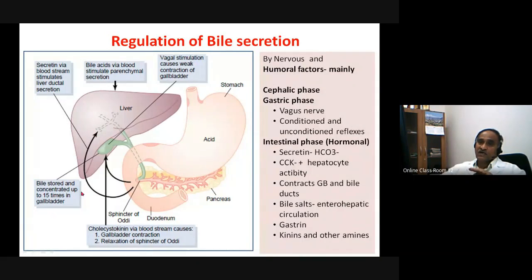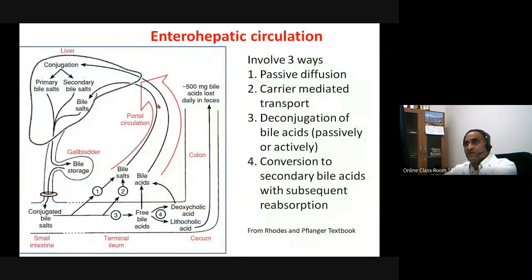Bile is stored and concentrated up to 15 times in the gallbladder. Now, cholecystokinin via the bloodstream causes gallbladder contraction and relaxation of the sphincter. Then only it empties. With this broad outline of the regulation, we go on to the enterohepatic circulation. The enterohepatic circulation is a very important concept from your examination point of view.